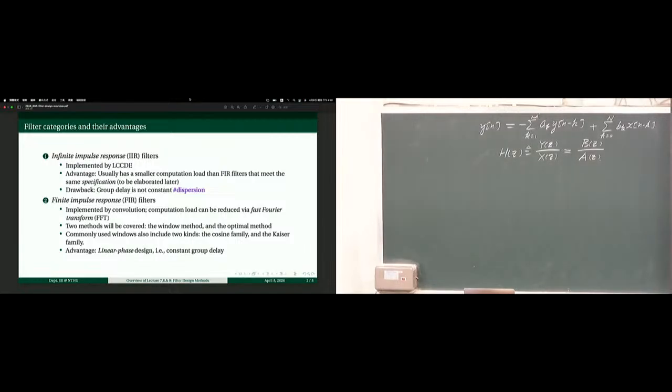Whereas in FIR, systematically they can be designed to have linear phase response. Linear phase response means constant group delay. Every frequency passes through the system with an equal delay.